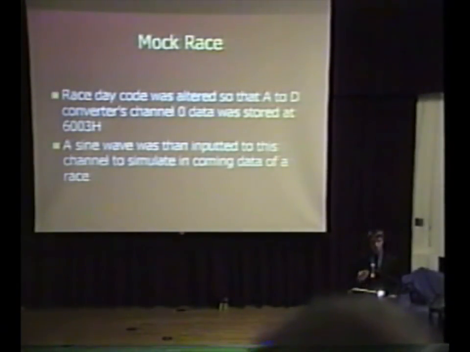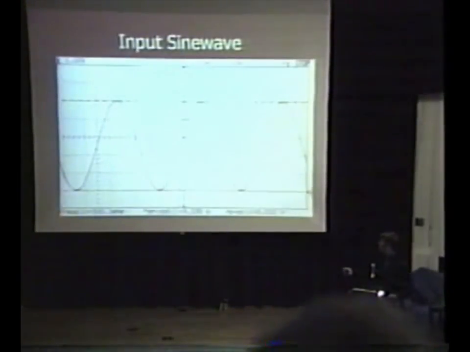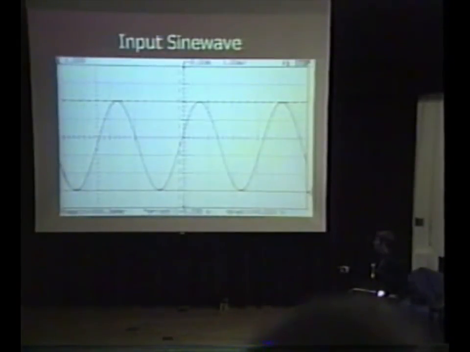To prove that this chip would work under race code conditions, I altered the race day code so that the A to D channel 0 was pointing to address 6003. That's because the flash was sitting at address 6000 to 8000 on my board. A sine wave was used as the data that would be taken in during the race. This is the sine wave that was put in. It was going in at approximately 0.3 hertz with a period of 3.33 seconds and amplitude of 5 volts.